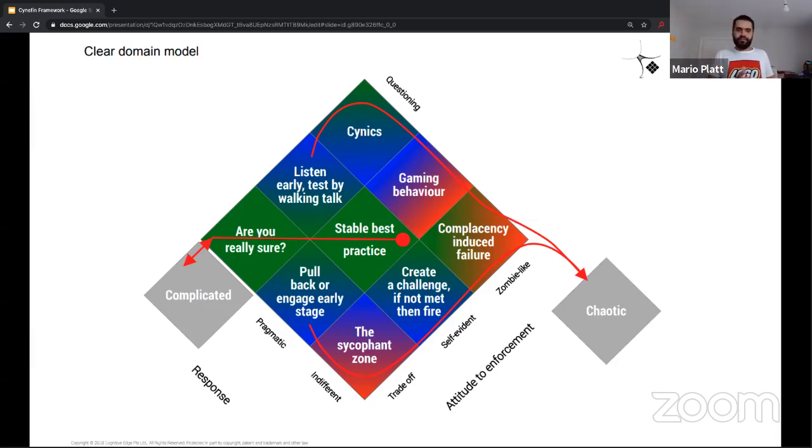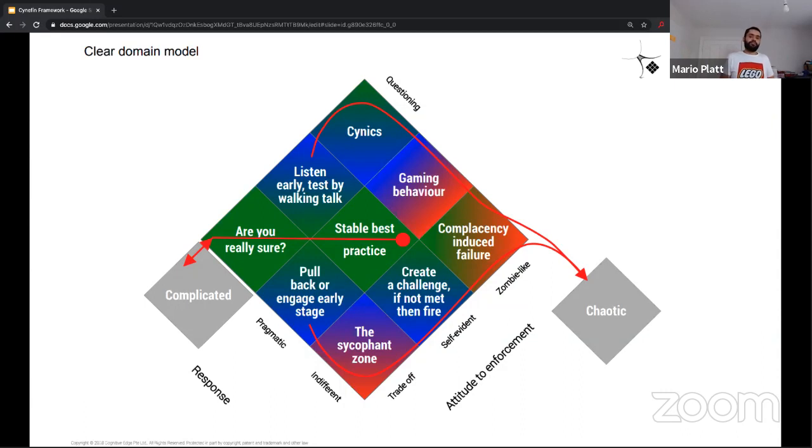It starts with trade-off, that part. So you just compromise, right? They're important, but not that important. The other part is self-evident. So self-evident is what it says on the tin. And finally, zombie-like is when rules are enforced regardless of the consequences, which can get us into chaos.